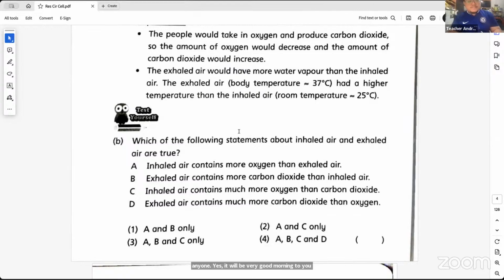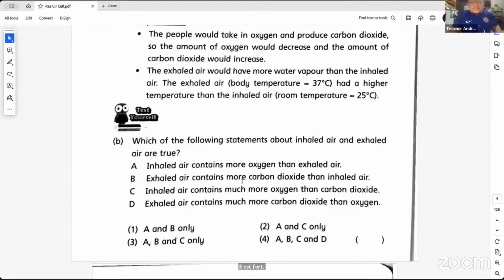I saw your hand the fastest. Good morning. What's the answer? I think the answer is 4. A, B, C, and D. Why is it 4? Well, thank you very much.